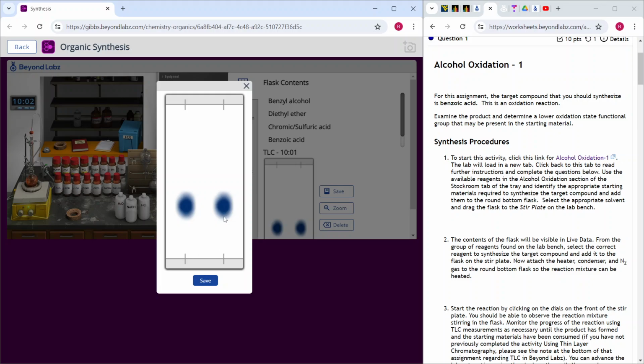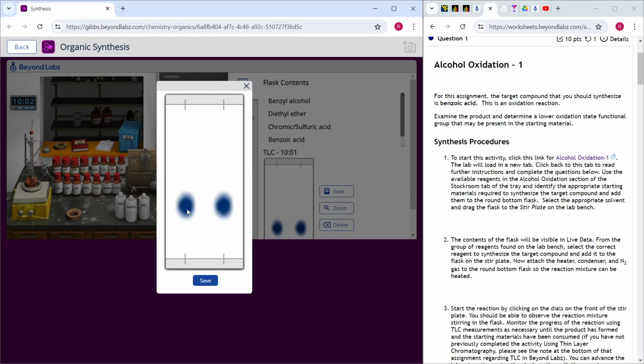Now, what does this TLC tell me? Every time you're looking at the TLC, you are going to see spots. And the first spot always to the left is a reference. So this is what the reactant looks like before anything is happening.